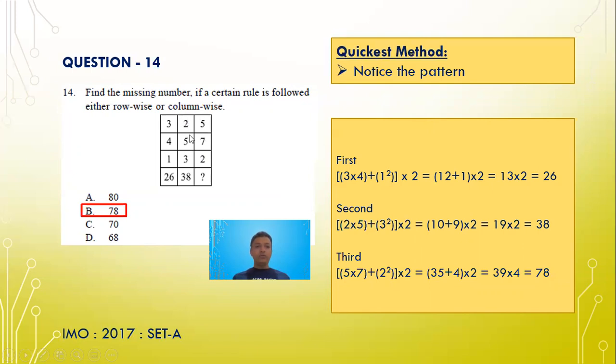Similarly, 5 into 2. 5 into 2 is 10. You have to square the third number. 3 square is 9. 10 plus 9 is 19. And then you have to multiply the whole thing by 2. So 19 into 2 is 38.